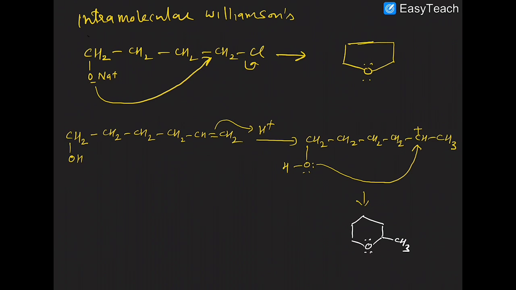Now the next question is very, very important: intramolecular Williamson reaction. What do you know about the intramolecular Williamson reaction? The O negative will attack the carbon within, intra meaning within the same molecule. So the O negative will attack the CH2 and Cl will leave the system, and you have a cyclic structure.